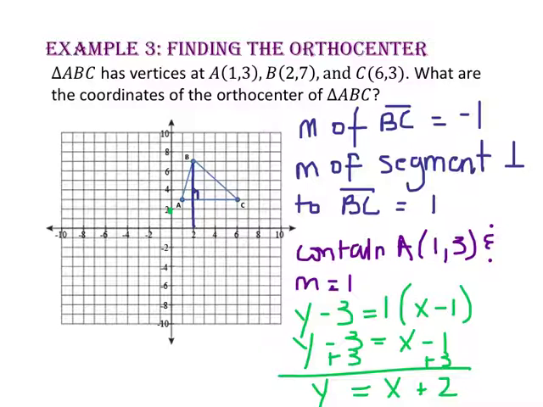So we can plot the line that passes through 2 on the y-axis and has a slope of 1, up 1 over 1, up 1 over 1, up 1 over 1. Our orthocenter would be the point here at (2, 4), where our 2 altitudes intersect.